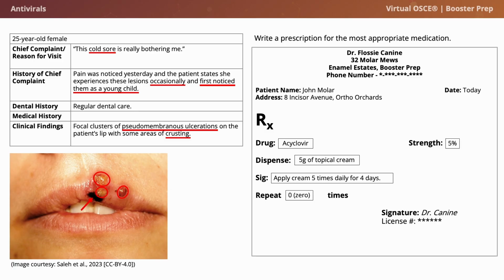Acyclovir is the most common topical antiviral cream that we use, and it's commonly used for cold sores or recurrent herpes simplex infection. So this is a characteristic case where we prescribe an antiviral cream, and I hope this helps.